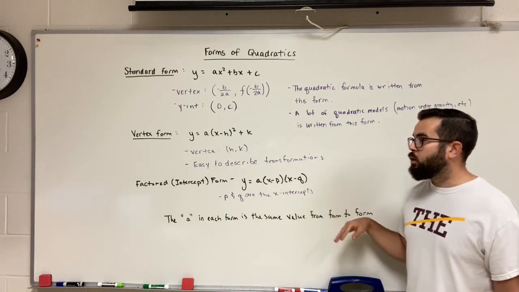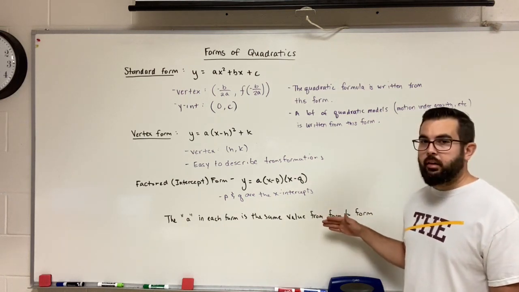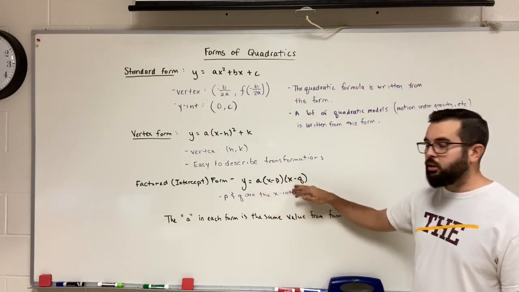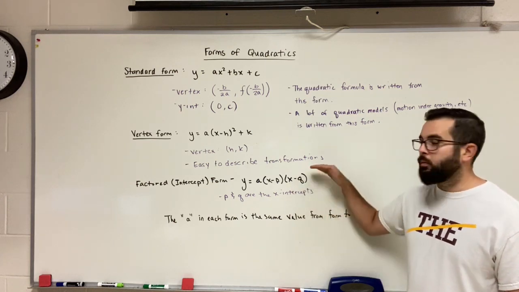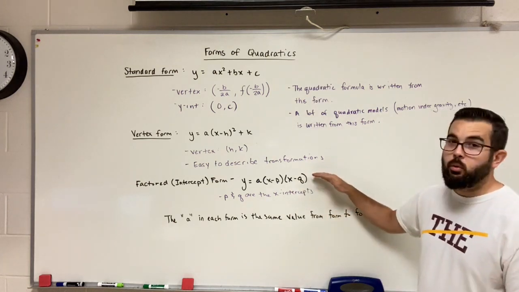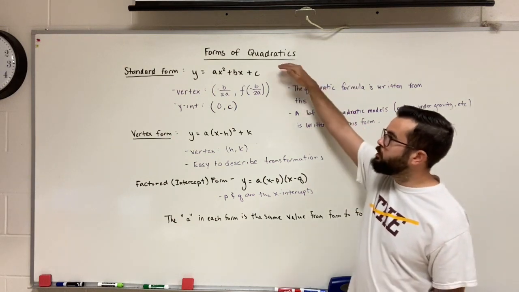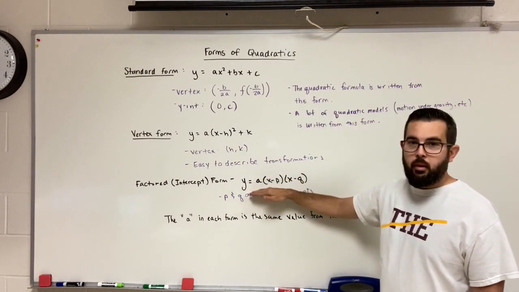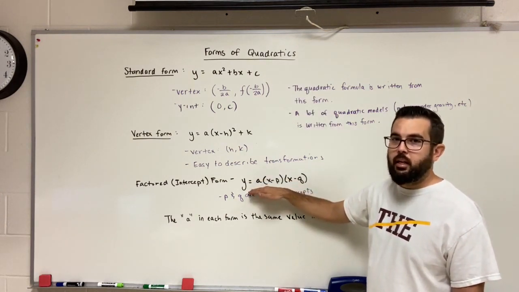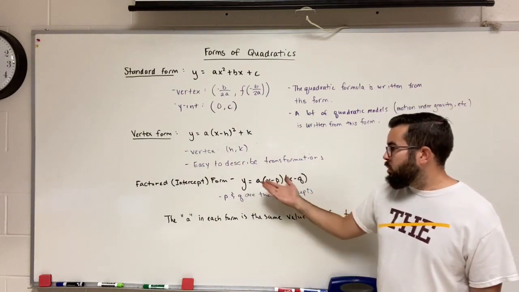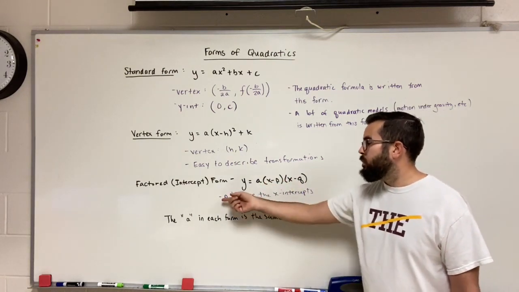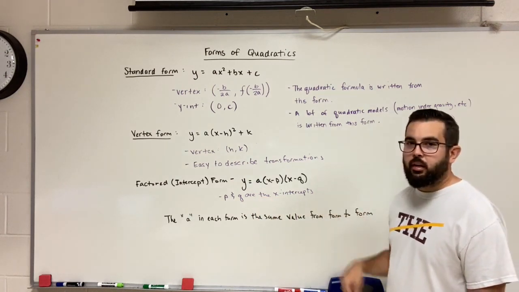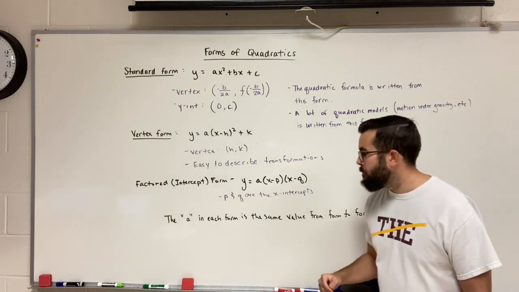Then the last form is called factored, or intercept form, which is y equals a times (x minus p) times (x minus q). Now this should look familiar because that's what we sometimes get when we factor from standard form. So we can go from standard form to factored form, hopefully pretty easily right now because we've practiced it a lot. What we can get from this form is that p and q are the x-intercepts. This form is very handy for understanding where the x-intercepts are.